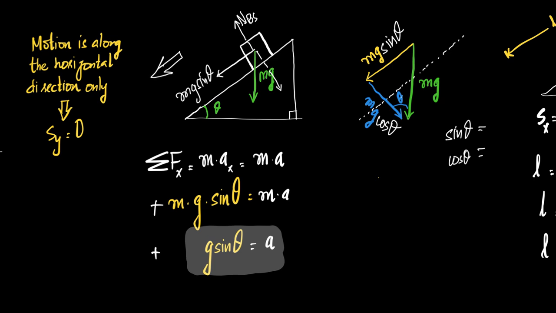So, what can we write about sigma fx by Newton's second law of motion? Sigma fx is equal to m into ax, which is m into a. What is sigma f? Sigma f is the sum of forces in the x direction.